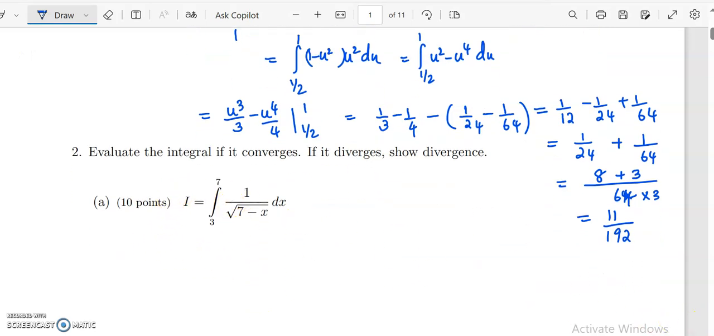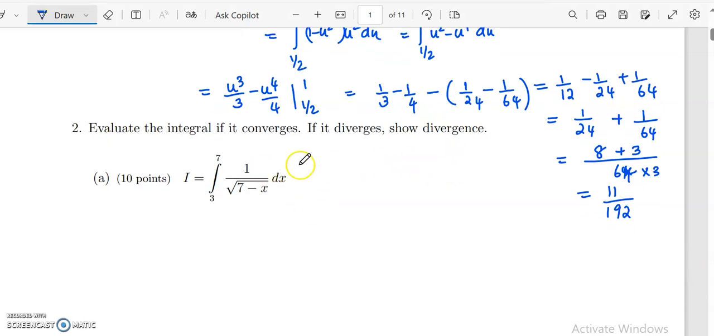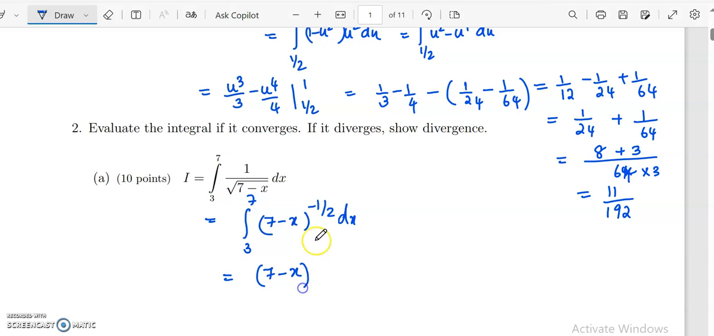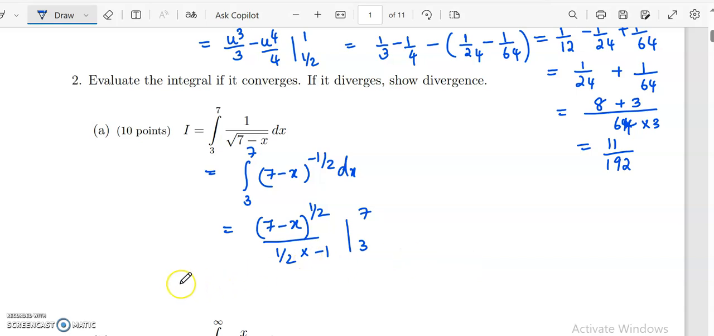And here we need to evaluate the integral if it converges, and show divergence if it diverges. So this will be equal to the integral from 3 to 7 of (7 minus x) whole raised to minus 1 by 2 dx. Upon integrating, we will get (7 minus x) whole raised to minus 1 by 2 plus 1, which will be 1 by 2, divided by 1 by 2, into this minus 1 will come. Applying the limits from 7 to 3, we will get 1 by minus 1 by 2, which will be minus 2.